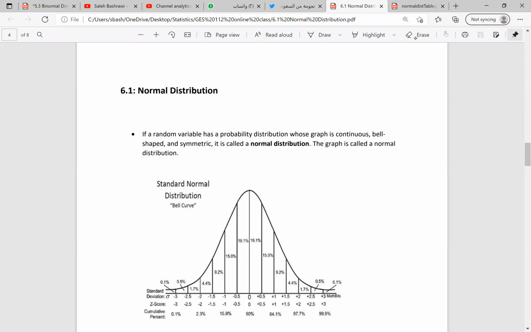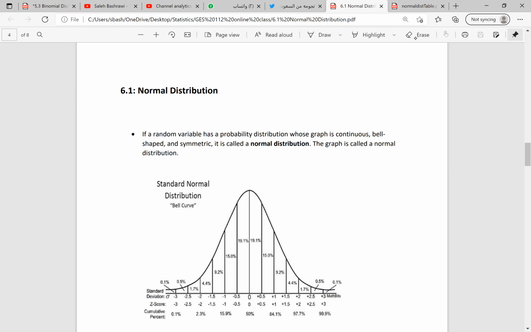Today we are going to speak about the normal distribution. If a random variable has a probability distribution whose graph is continuous, bell-shaped, and symmetric, so we have these three conditions. The graph is continuous, it has a bell shape, and it is symmetric. That is called a normal distribution. So the normal distribution is just a distribution that satisfies the three conditions.